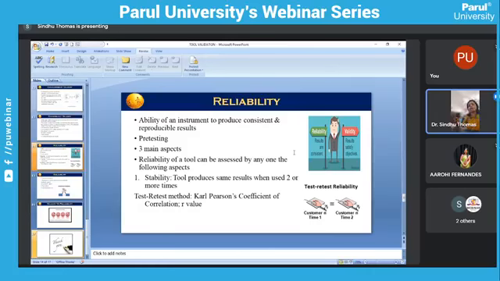So the three main aspects of reliability: the first one is stability, that is, over a time period, does the tool we developed come up with consistent answers. Usually we go with the test-retest method. How we do it is, on day one we give the test, and maybe on day 5 or day 7 we give the same test to the same set of students, and the r value can be developed with the help of Karl Pearson's coefficient of correlation.